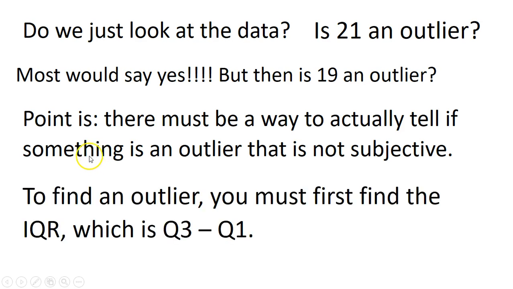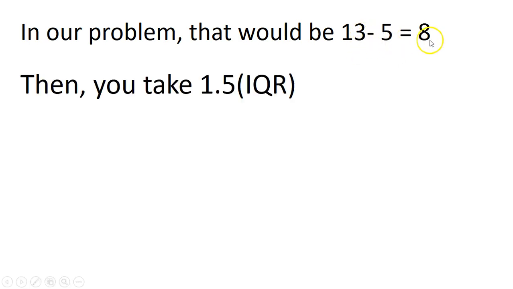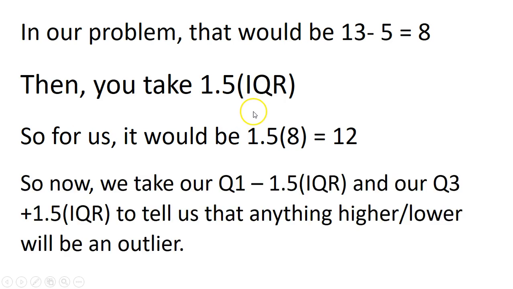That's an outlier. So to find an outlier, you first must find the interquartile range. You take your Q3 minus Q1, and in our problem that would be the 13 and the 5, from the last problem we just did. If you don't remember, go back to the last video and plug those numbers into your calculator. The interquartile range is 8, and then you take 1.5 times that, which in our case is 12.